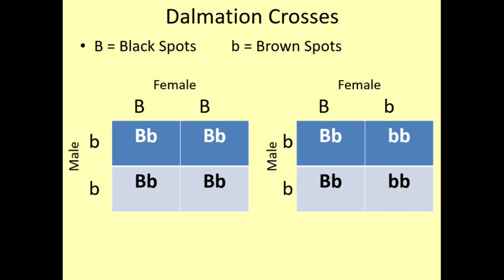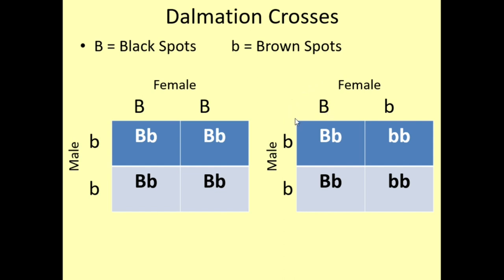Here is what I was hoping that you would be able to work out. We know that the black spot allele is dominant over the brown spot allele, which is recessive. So I said to you to do 2 separate Punnett squares. Here's our first one where our female is homozygous dominant. We know that the male has to be homozygous recessive because he's got brown spots and because the brown spot allele is recessive. So we put little b down the side, we put big B across the top, and then we work through, and 100% of our offspring are heterozygous. So what would their phenotype be? Well, they would all have black spots because that is the dominant allele.